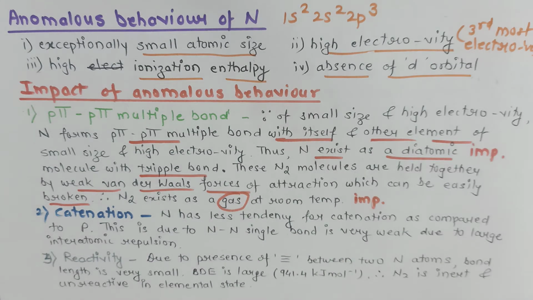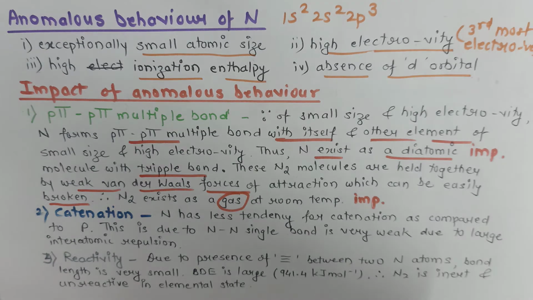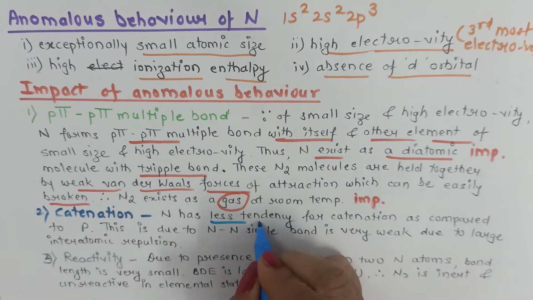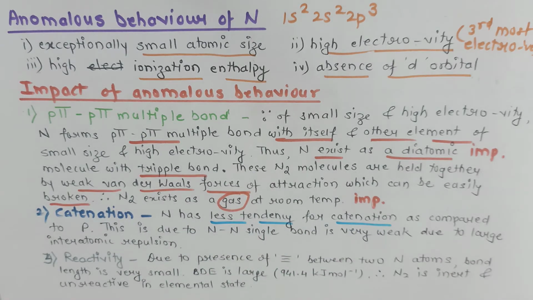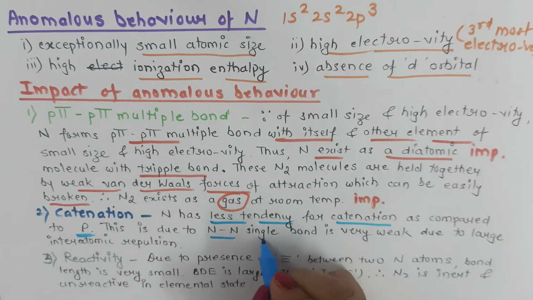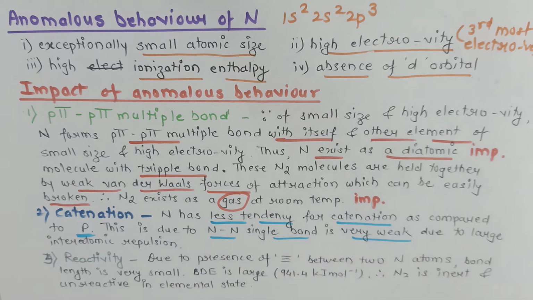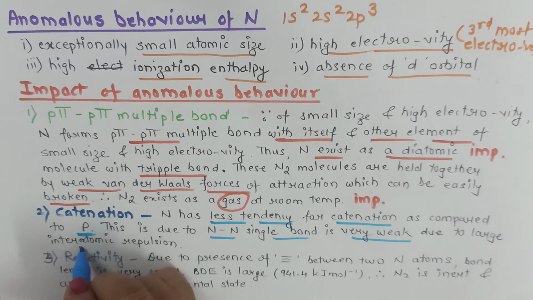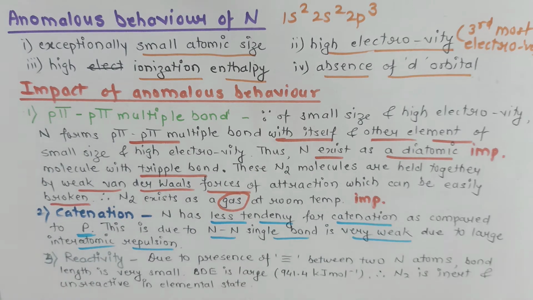The next property is catenation. We know what is catenation. Catenation is the self-linking property. The elements of second period show catenation, but nitrogen will have less tendency for catenation, especially when we are comparing with an element like phosphorus. Now the reason: the small size of nitrogen. Due to small size of nitrogen, the single bond becomes very weak. There will be large interatomic repulsion.